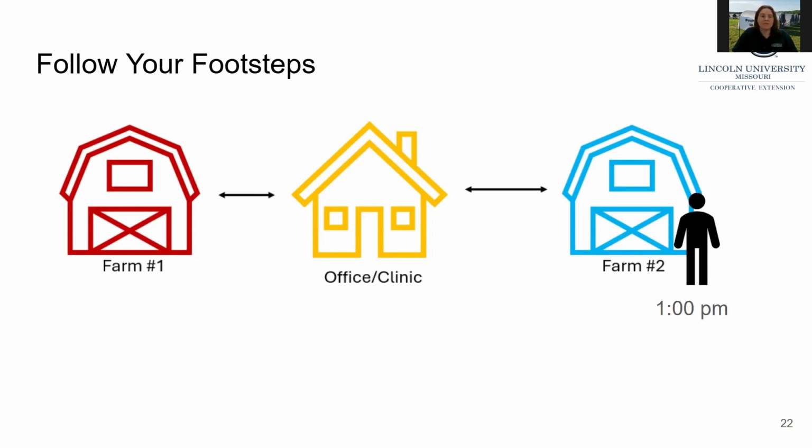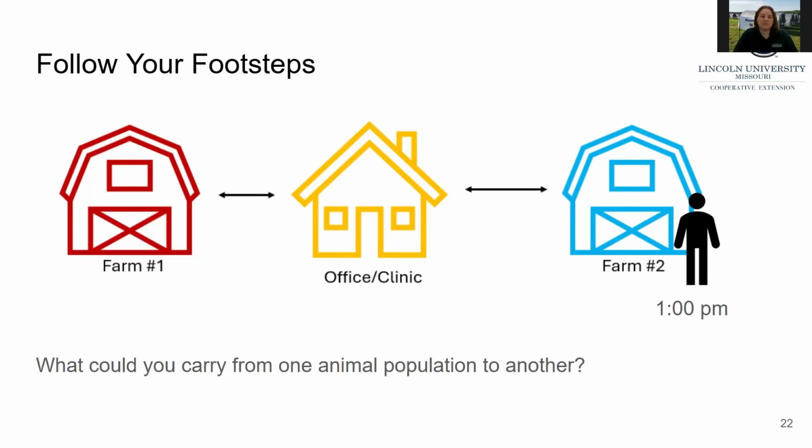You're doing your job. But let's look at that day through the lens we've been using. You've now moved between two farms and potentially between multiple animal populations. So rather than asking, did I do something wrong? Let's ask, what moved with me? And what did those things come into contact with? For the moment, don't worry about whether something represents a high or low risk. Let's just follow the movement. What did you contact at Farm 1? What did you take with you when you left? What happened between Farm 1 and Farm 2? And what eventually entered Farm 2?